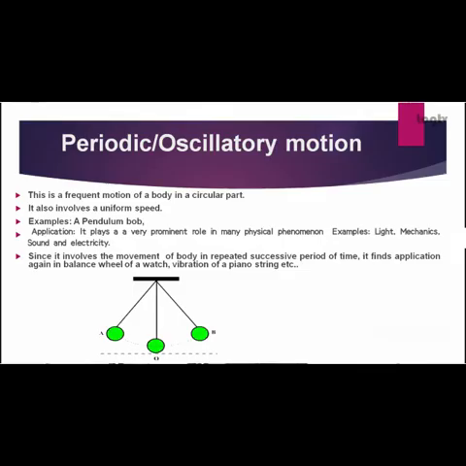Better still, as regards the periodic or oscillatory motion, we could look at it in terms of an athlete who is given a stipulated period of time to run a race, probably a 100-meter race. Within that period of time, he gets to his final position. It's being run under a successive period of time. That successive period of time is known as the periodic or oscillatory motion.